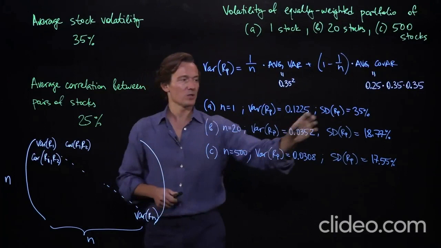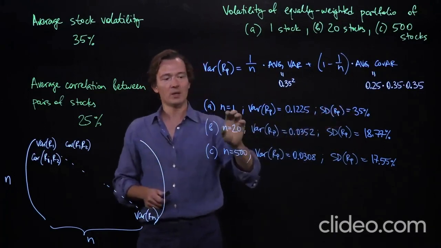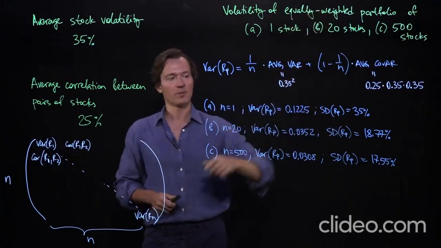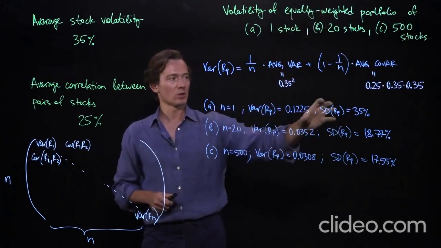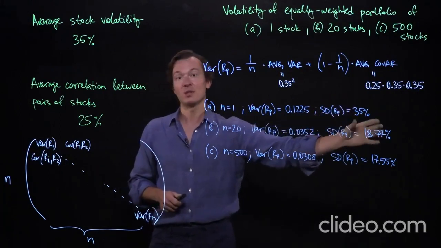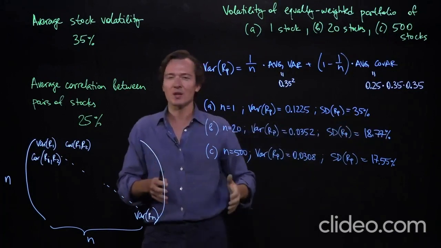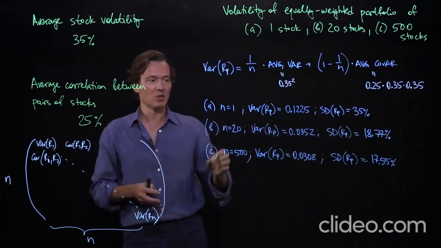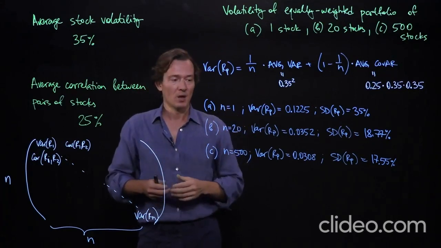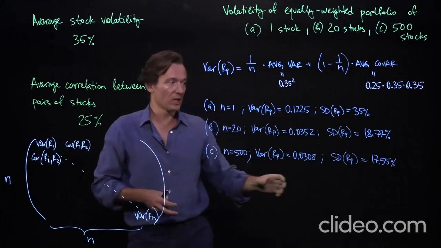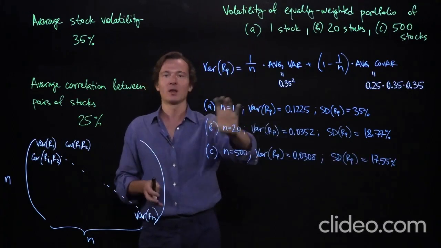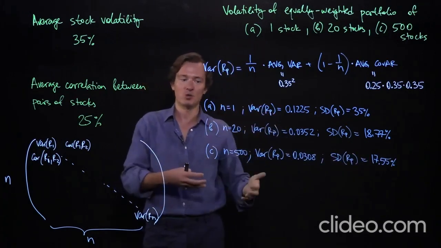Now, let's look at these numbers. By combining as few as 20 stocks into an equally weighted portfolio, we were able to reduce the volatility almost twice, from 35% to 18.77%. So this is a dramatic reduction in volatility, and we get it by just combining as few as 20 stocks in our portfolio. Once we keep adding more stocks, we still get diversification benefits, but they're not as large as they are here in the very beginning when we're combining just a few stocks.